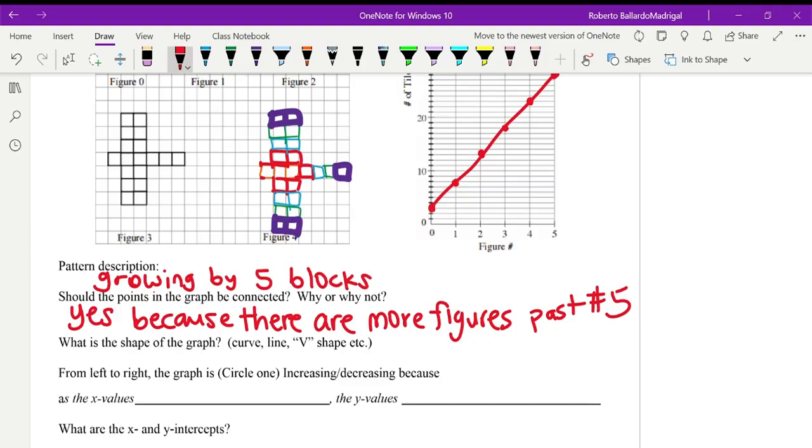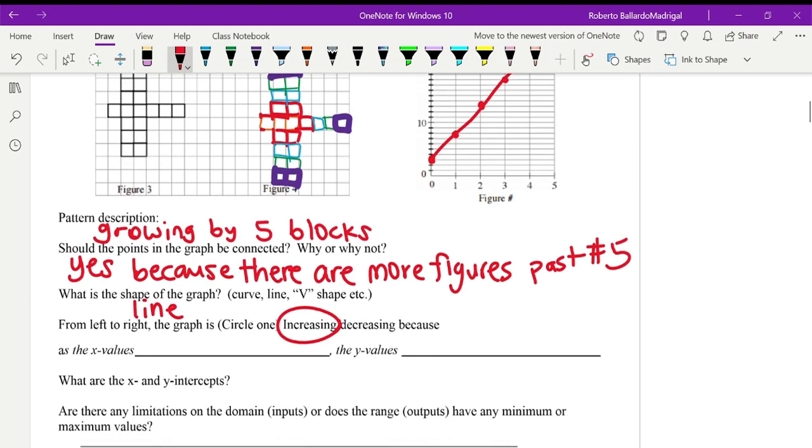All right, the shape of the graph, it is a straight line. And then from left to right, what is the graph doing? So look at the graph. You notice how the graph is going up? Does that mean the graph is increasing or decreasing? What do you guys think? It means that it is increasing.